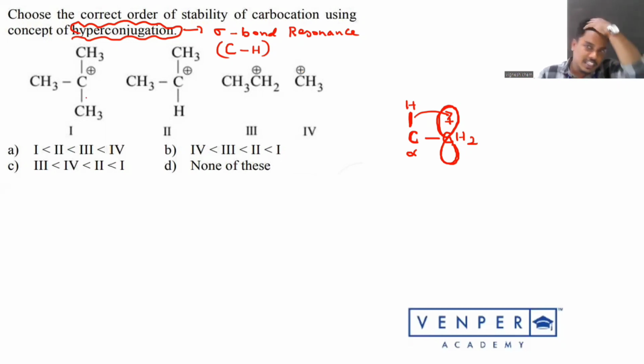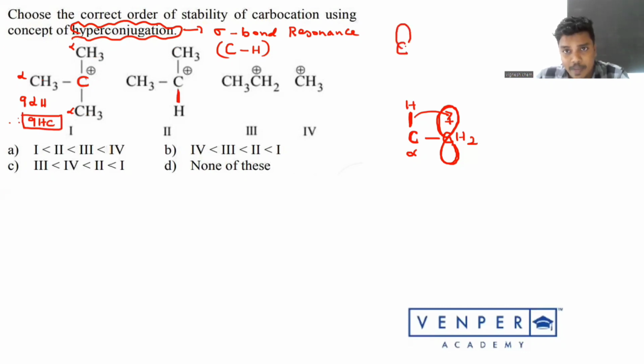Now in this question, see the first one. This is a carbocation, and it has three alpha carbons, each with 3 hydrogens. Therefore there are 9 alpha hydrogens, so 9 hyperconjugation structures are possible. For the next case, this is not an alpha carbon. See, this carbocation contains a vacant p orbital, right?